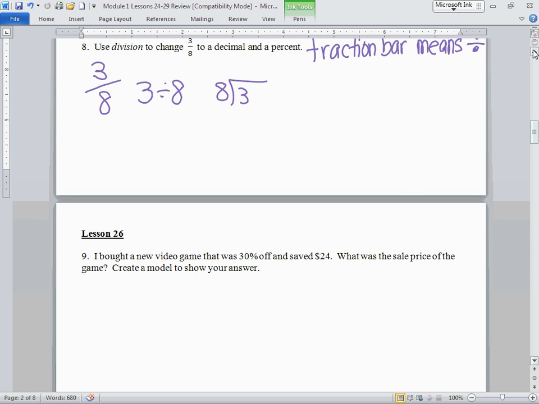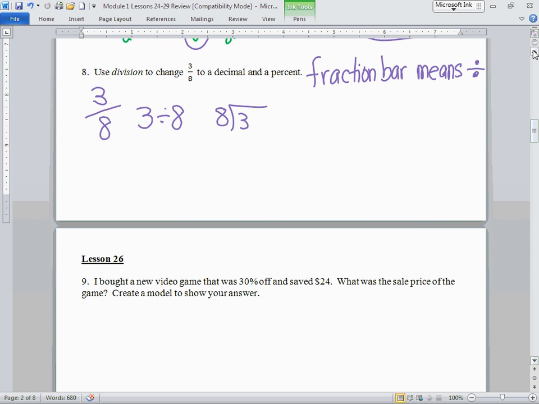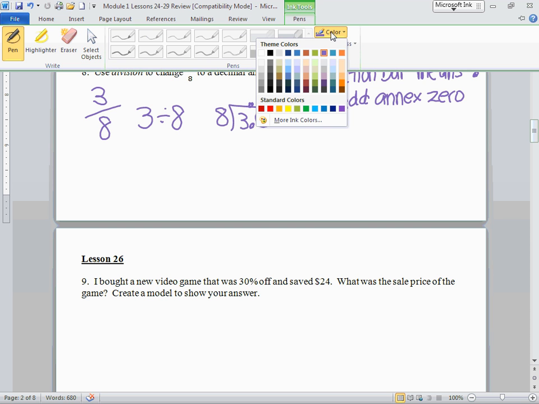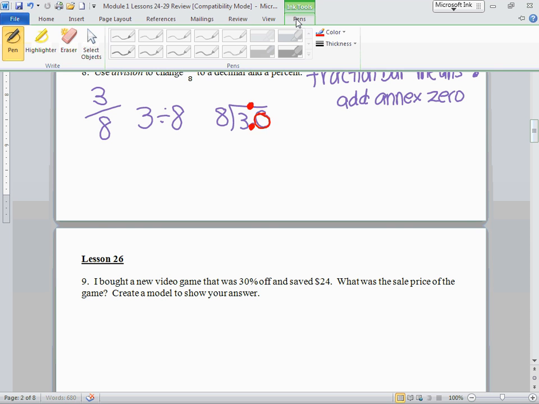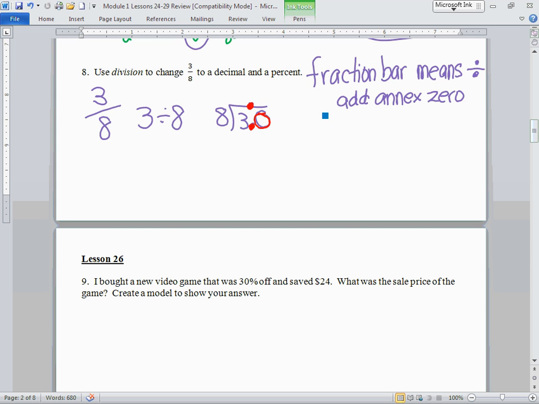So now how can I go ahead and divide that? What do I have to do? Right, I have to annex a 0. Which means I don't just add a 0, I have to add a decimal and a 0. Don't forget that decimal and your 0. So now 8 goes into 30 how many times? 6 times. No, it does not. Why am I listening to you?